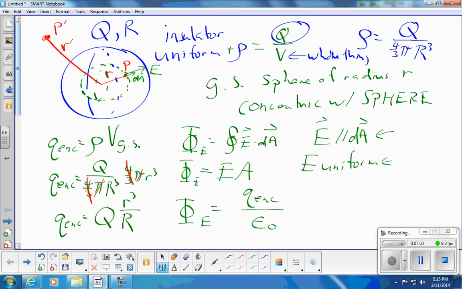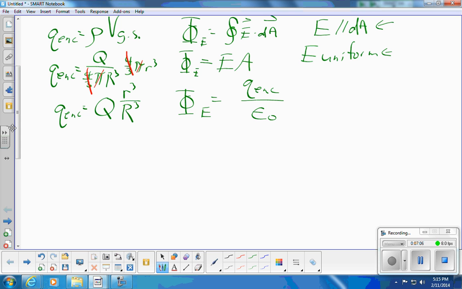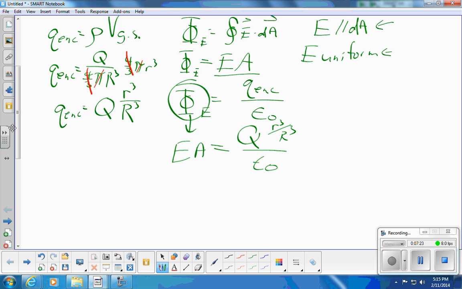Okay, now we're almost done because now I've got flux is EA, so I'm going to write EA for this flux here. This flux I'm subbing: EA equals Q enclosed. The Q enclosed is big Q times little r cubed over big R cubed, over epsilon naught. Okay, what's the area of that Gaussian surface? It's a sphere, so it is 4 pi little r squared.